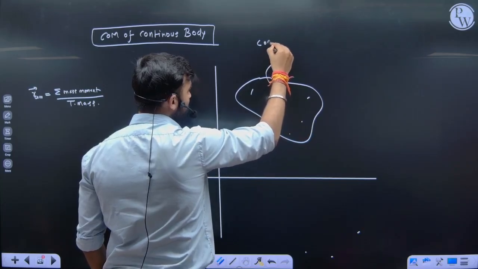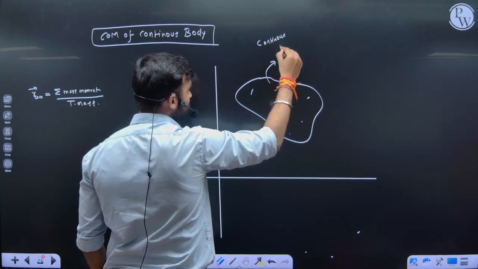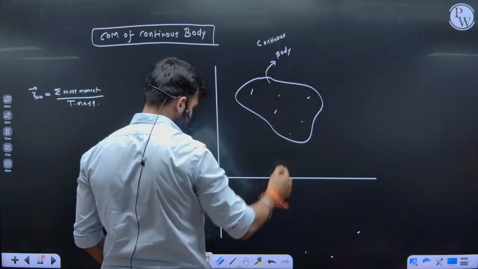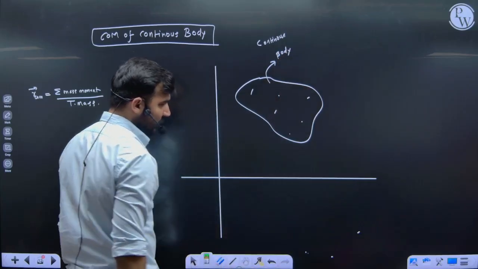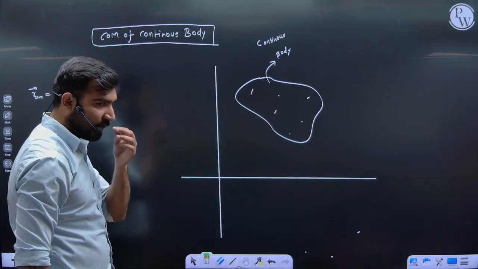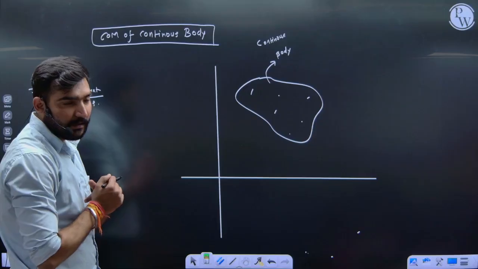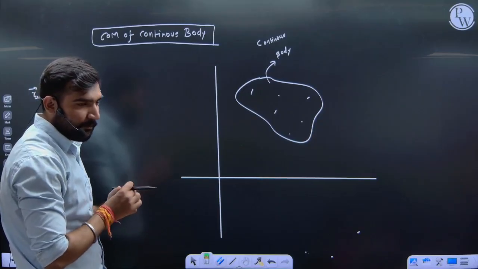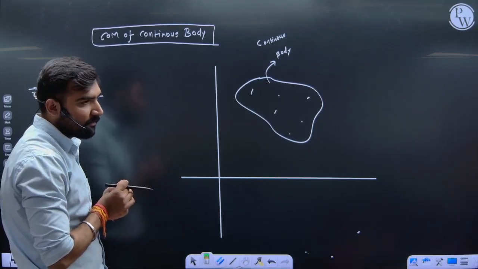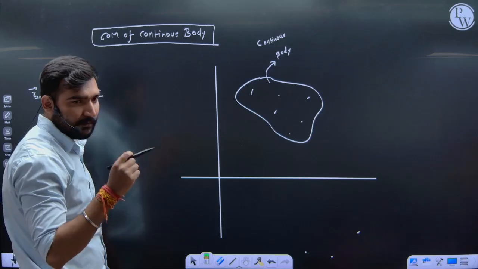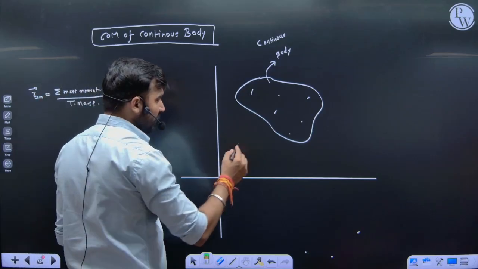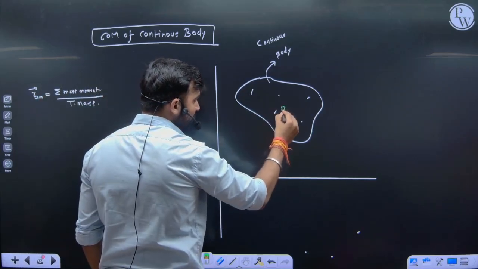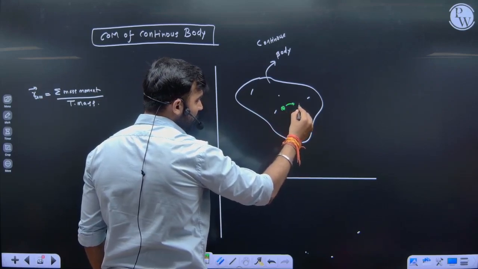It is a continuous body. Now see what I will do. Everyone please see. First I am telling you how to write the mass moment in a continuous body. Because if discrete particles are there, you will write m1 r1, m2 r2. Here, how to write? Let's take a very small mass. Let's say this mass is dm.